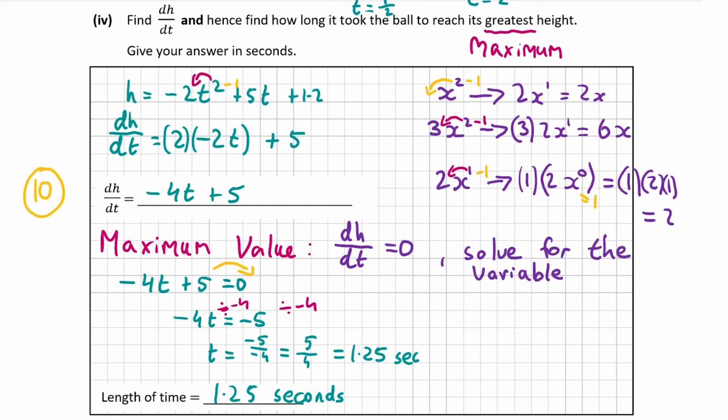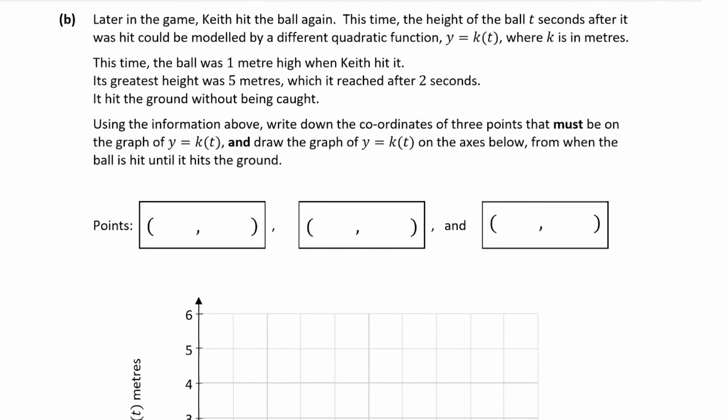Now let's have a look at part B. So part B is very wordy and there's a lot of words here, so let's read through it carefully. So Keith hits the ball again later in the game. So this time the height of the ball is modelled by a different quadratic function. And we're told that the ball was 1 meter high when Keith hit it. Its greatest height was 5 meters, which it reached after 2 seconds, and then it hit the ground without being caught.